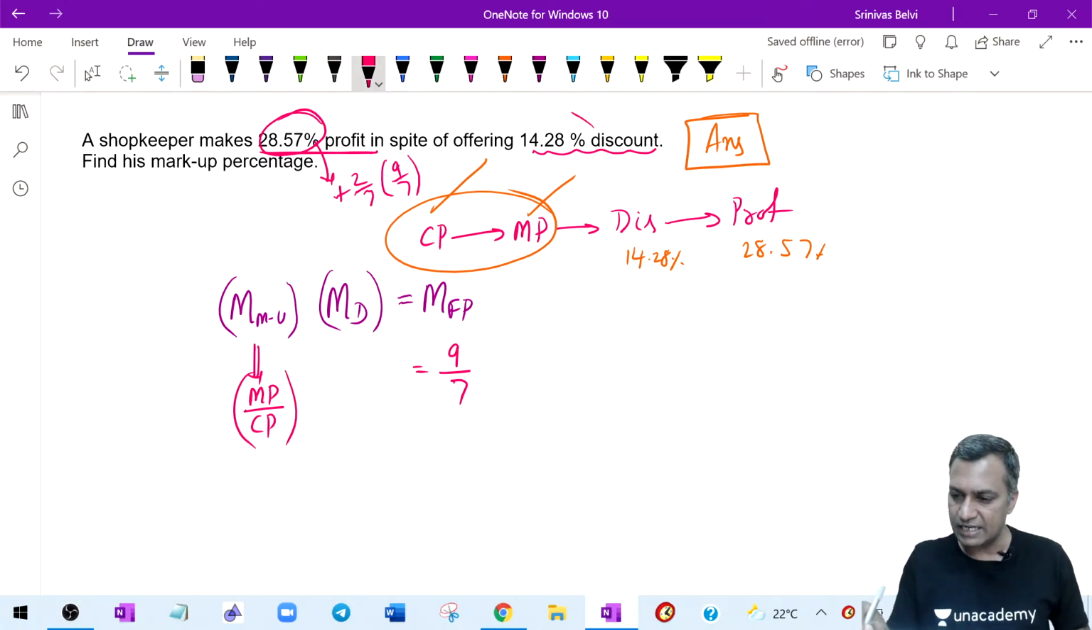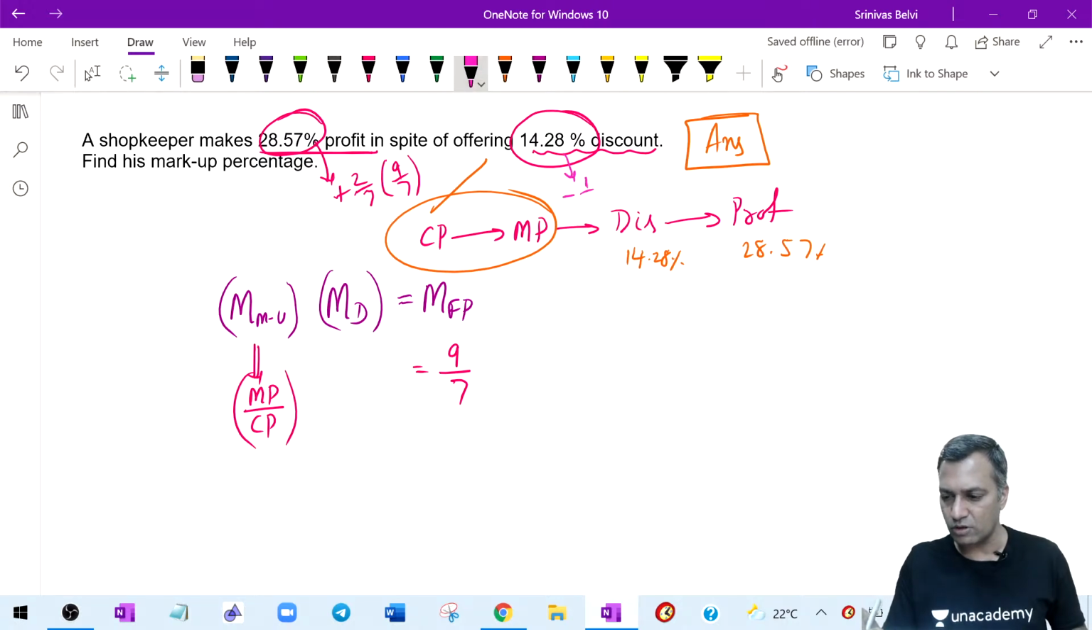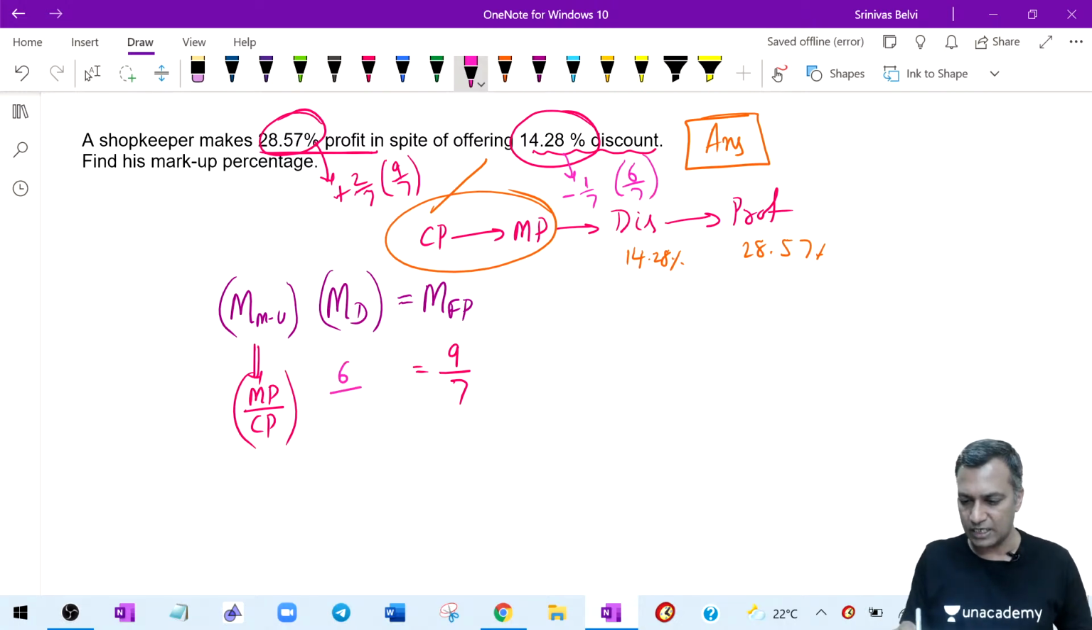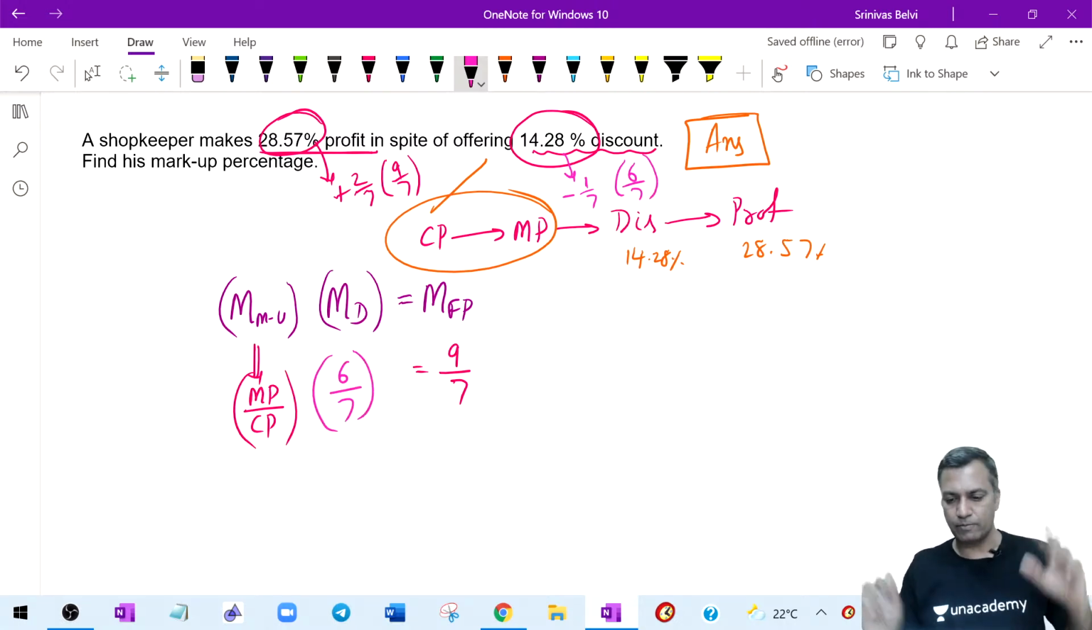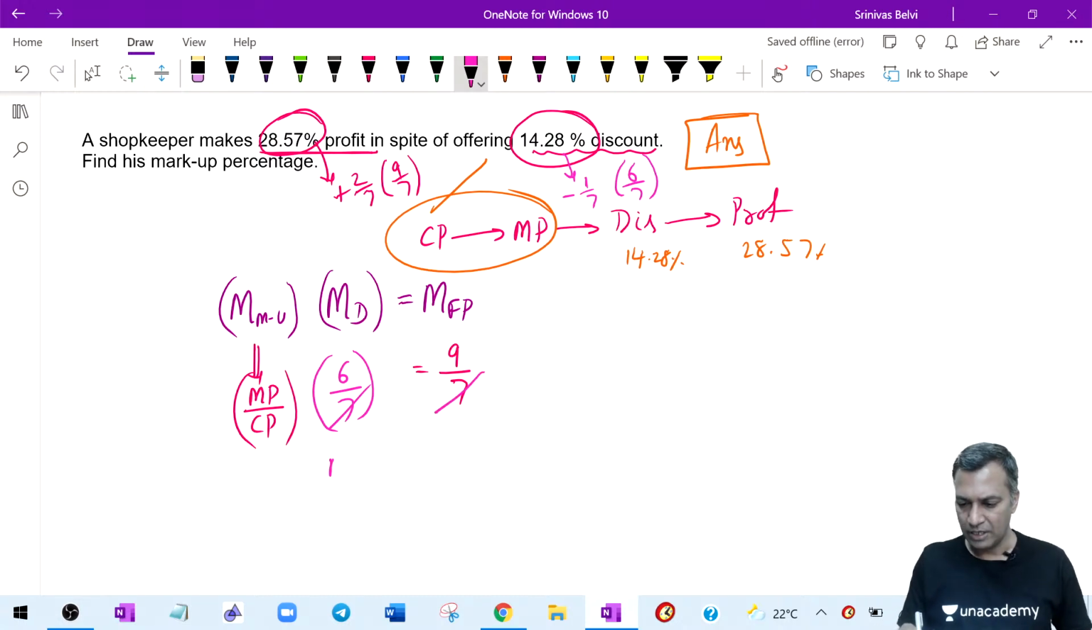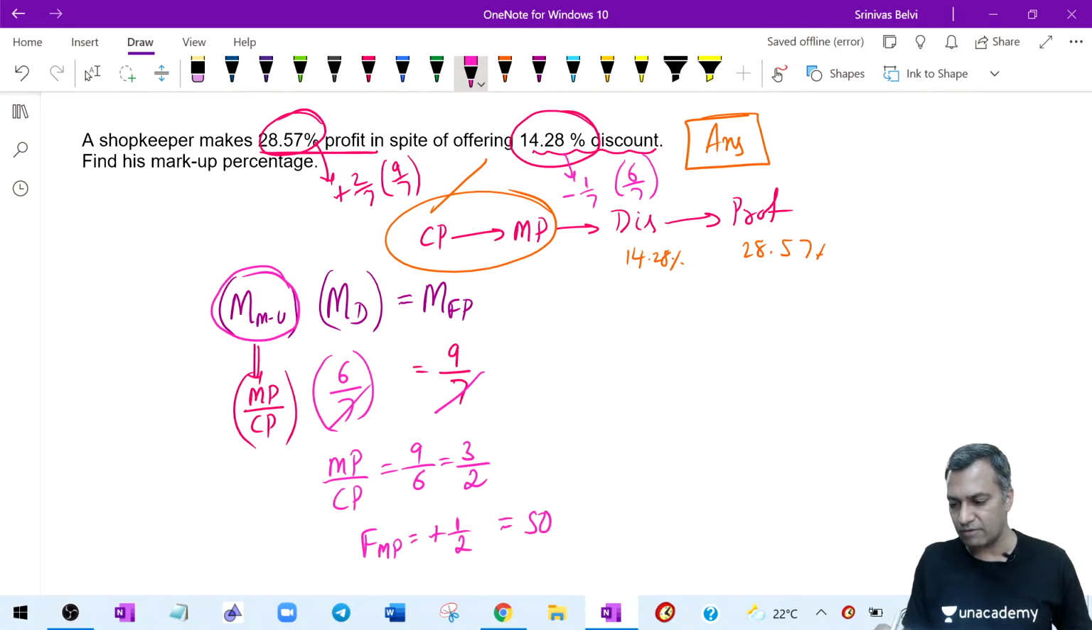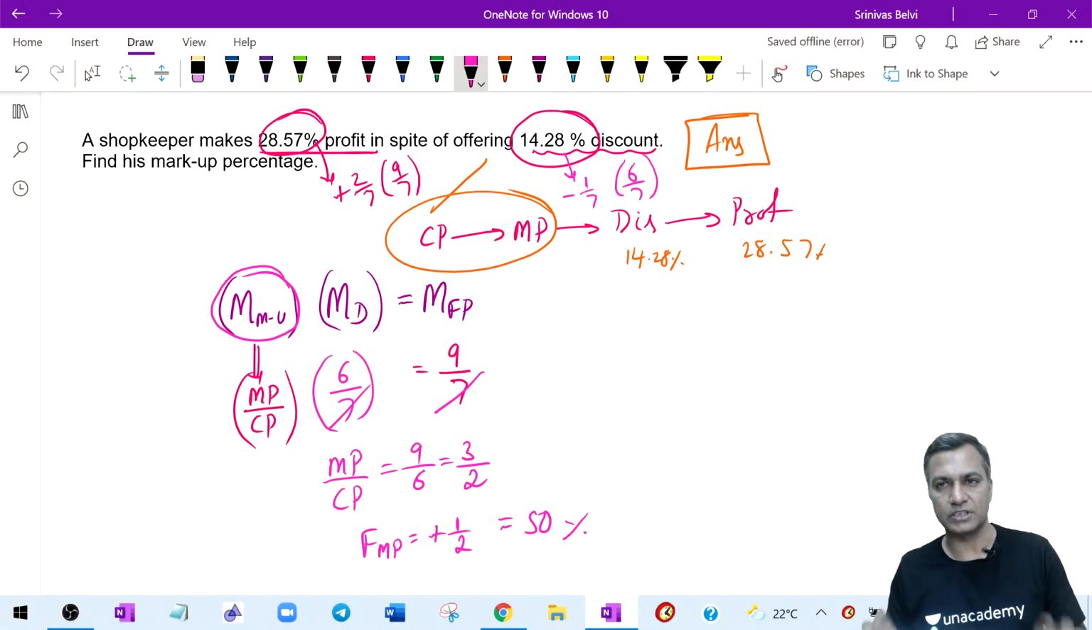Then you are giving a discount of 14.28%. What do you mean by 14.28%? A discount of minus 1 by 7, so nothing but 6 by 7. The multiplier is 6 by 7. 7 and 7 cancel. Therefore, mark price divided by cost price, the multiplier related with the markup, is nothing but 9 divided by 6, which is 3 divided by 2. Therefore, the fraction related with the markup is plus 1 by 2, nothing but 50%. Is it making sense? Clear here?